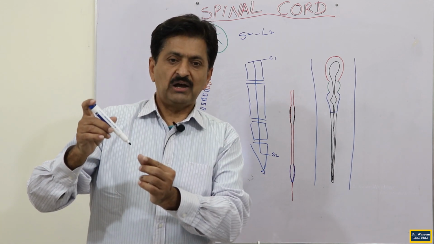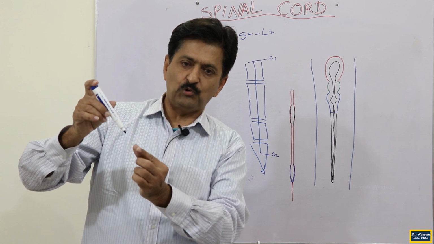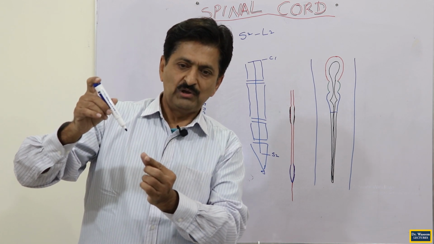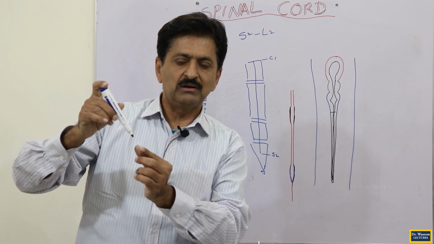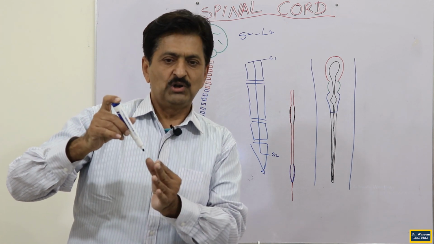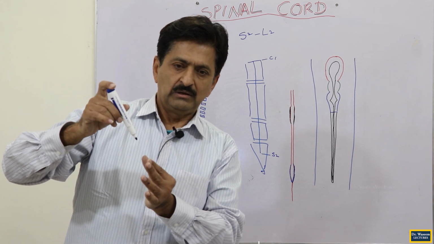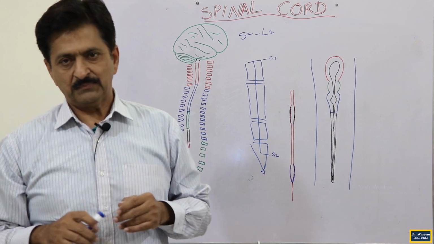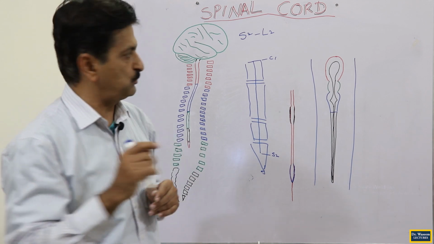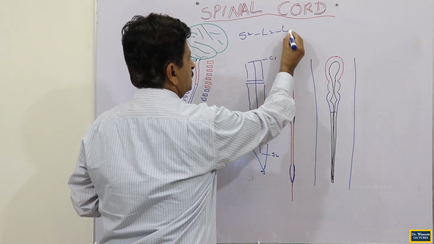Growth continues, and the vertebral column grows a little longer, but not the spinal cord. So the lower level of the spinal cord, which previously was at L2, finally comes to lie at L1. It is the L1 vertebra where the spinal cord will finally settle. So this is the adulthood level, the L1 level.